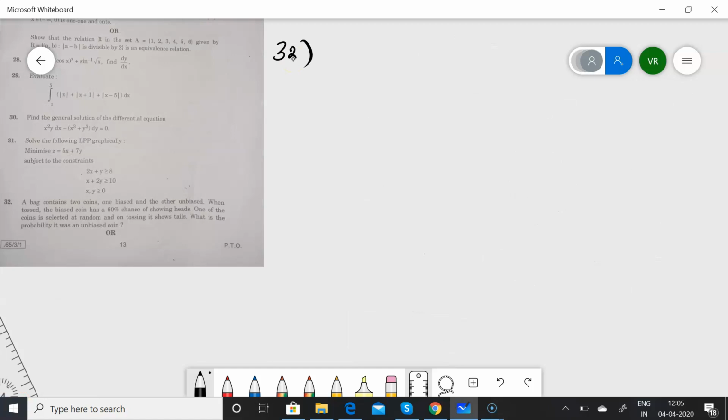The 32nd question. A bag contains 2 coins, one biased and the other unbiased. When tossed, the biased coin has 60% chances of showing heads. One of the coins is selected at random and tossing it shows tails. What is the probability that it was an unbiased coin? Okay. Now let E1 be the event of taking the biased coin and E2 be the event of taking the unbiased coin. So now we can see that P of E1 is equal to P of E2, which is equal to half.